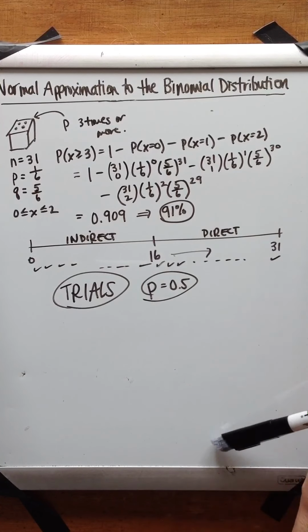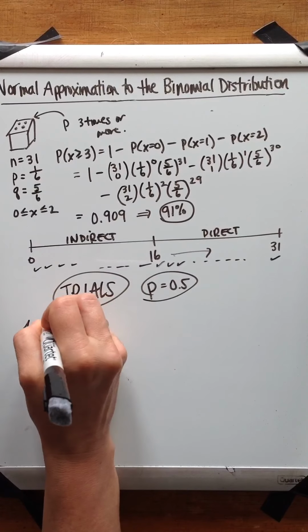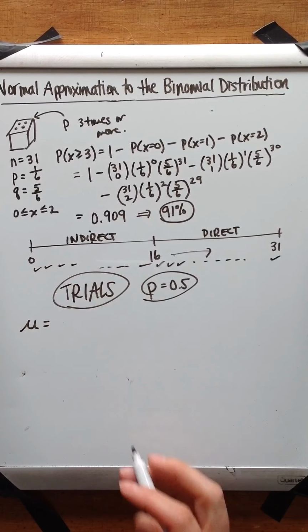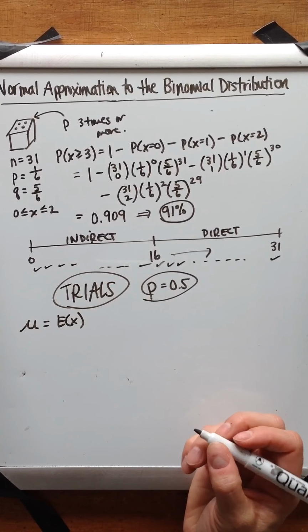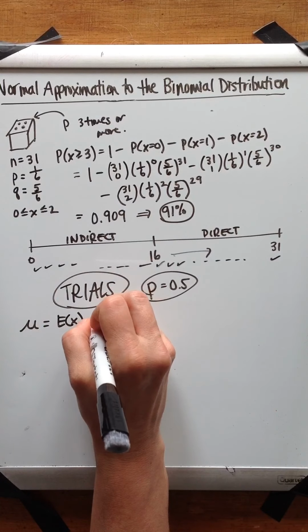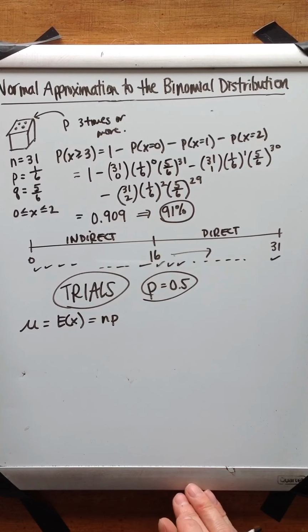Now, of course, to use the normal approximation, we need a mean and a standard deviation. Well, the mean can be thought of as being the same thing as the expected value in a binomial distribution, which means we can find the mean really easy doing n times p.